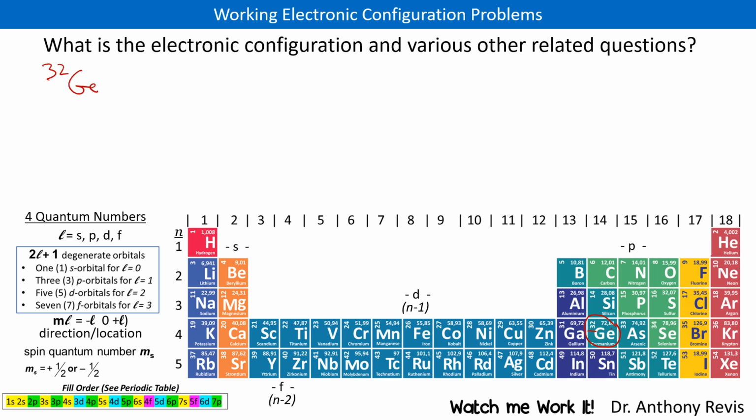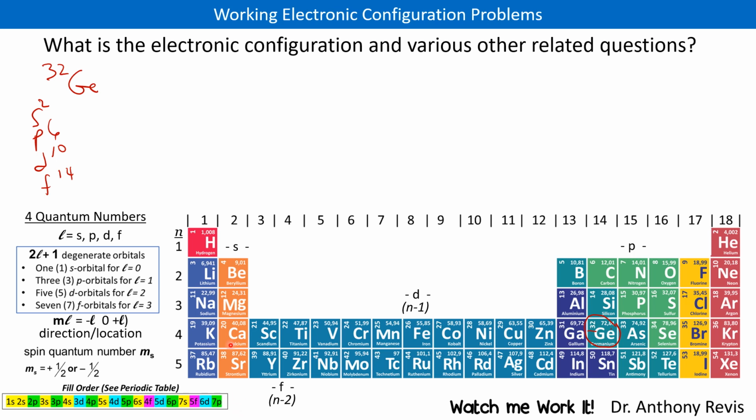We have to fill it by our filling order. We know we max out at s2, p6, d10, and f14. Okay, so let's just populate it. We're going to count either on the periodic table or we're going to use the ribbon, and I'm actually doing both. The ribbon shows you the order we're going to come in, and the periodic table does too, but you have to go back and forth on the periodic table.